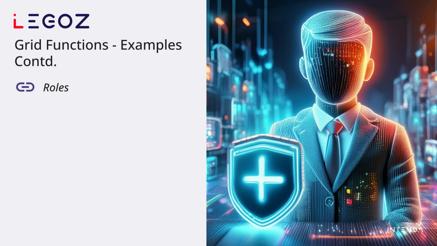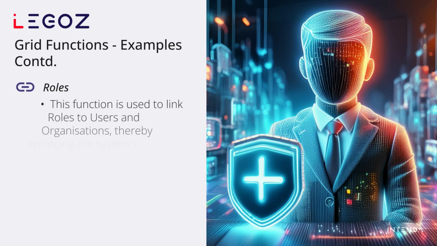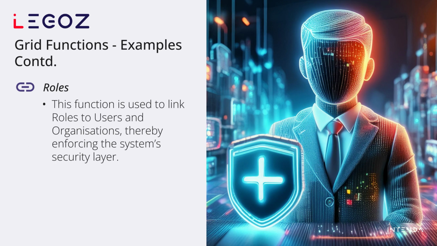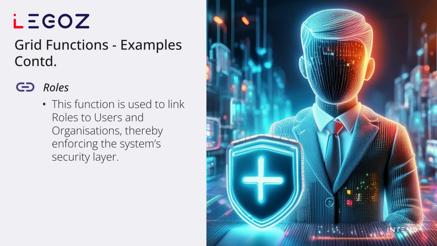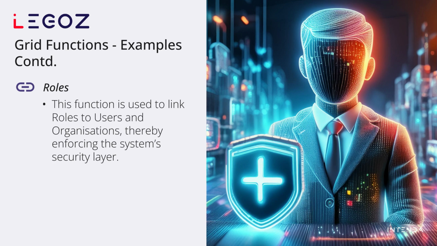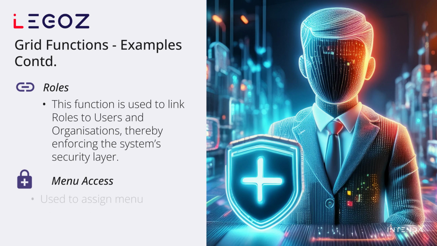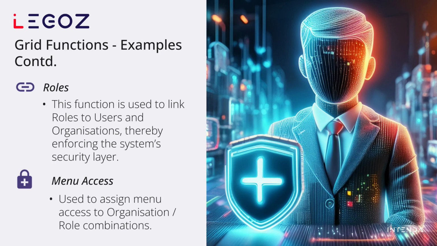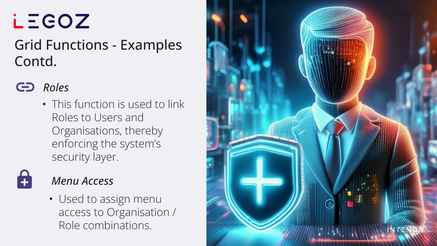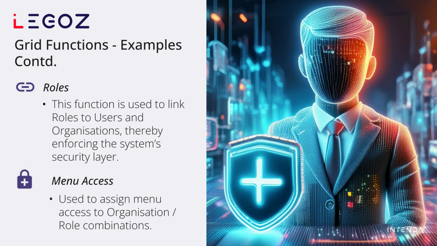The role function is used to link roles to an organization and to a user. A role is a set of permissions assigned to a user. Roles help control what each user can access and what actions they can perform within the system. Finally, menu access is an important part of the security configuration. It enables the customization of menu items per organization role combination, exerting granular control over user interactions and safeguarding against unauthorized access.